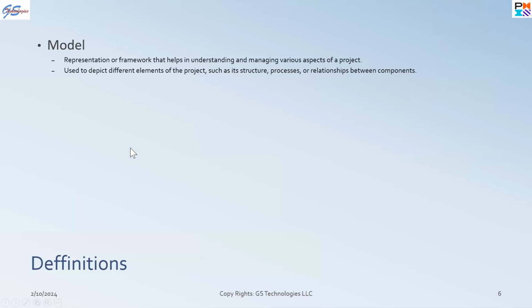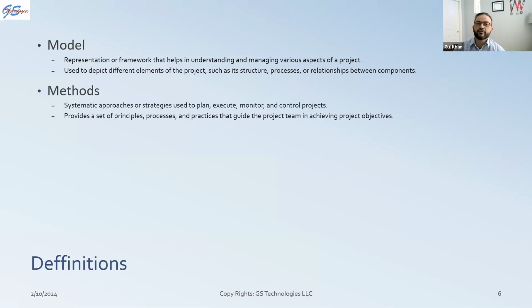This is a definition you will find in PMBOK as well as on YouTube. Now, people have a little bit of confusion about what a model is and what a method is. So I'm going to give you this one. Methods are systematic approaches or strategies used to plan, execute, monitor, and control a project. They provide a set of principles, processes, and practices that guide the project team in achieving project objectives. Does anybody have a real life example of the difference between model and method?